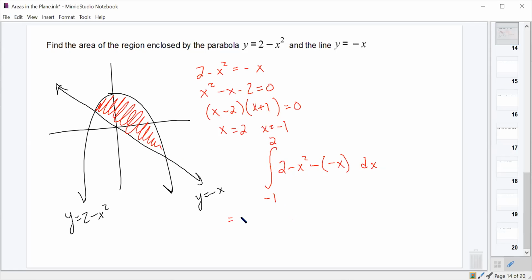2 becomes what? 2x. Negative x squared becomes negative x cubed over 3, and then minus negative x is plus x, right? And that becomes plus x squared over 2. And we'll look at this from negative 1 to 2. So that ought to give us 4 minus 8/3 plus 2 minus negative 2 plus 8/3, or sorry, plus 1/3. That's not a negative 2. Plus 1/3, and then plus 1/2.